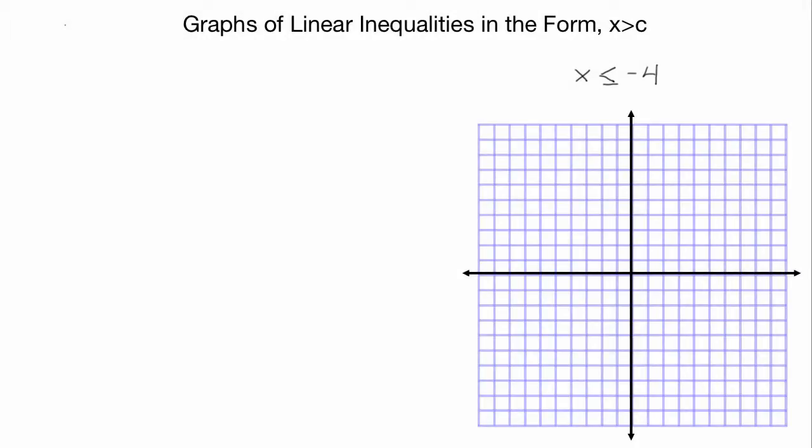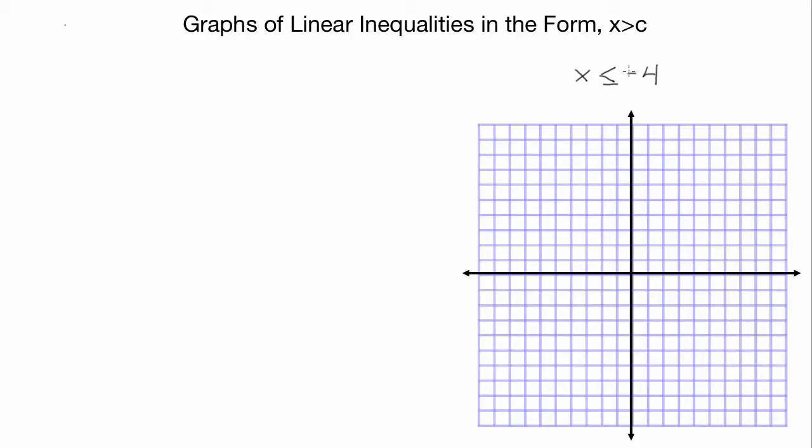Hello and welcome to a video tutorial learning about graphs of linear inequalities in the form x is greater than some constant number. Okay, so here we have an inequality, x is less than or equal to -4, and we want to represent all the possible points, ordered pairs, x and y values, that make that inequality true.